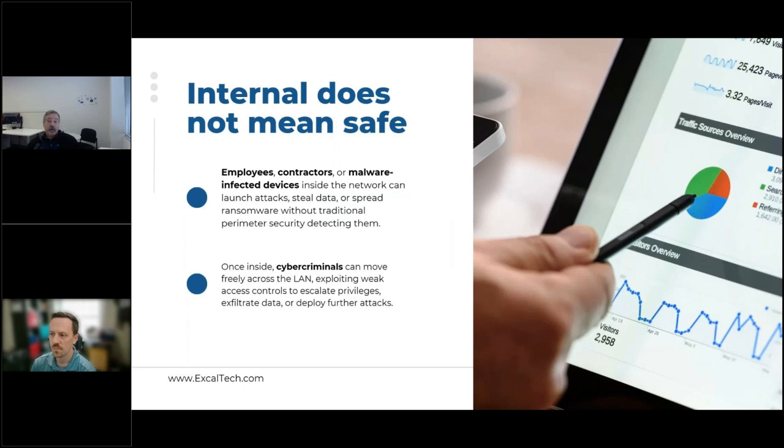Cyber criminals can begin probing for weak access controls and vulnerable systems to exploit. They look for misconfigurations and loose permissions, they escalate permissions, and eventually they gain access to your critical data. Applications and infrastructure are the next thing they go after. From there, they can exfiltrate sensitive information, deploy further attacks, or even take control of your entire system. So internal doesn't mean safe.